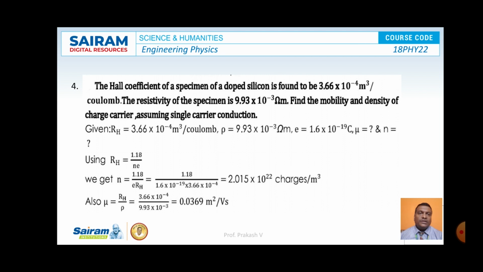So RH is 3.66 × 10^-4 divided by 9.93 × 10^-3, that is the resistivity. Then on simplification, the value of mu is equal to 0.0369 meter square per volt second. So this is the solution for the given problem.